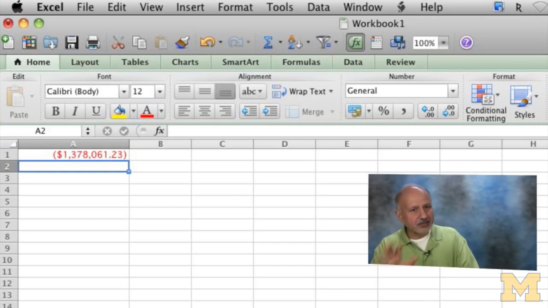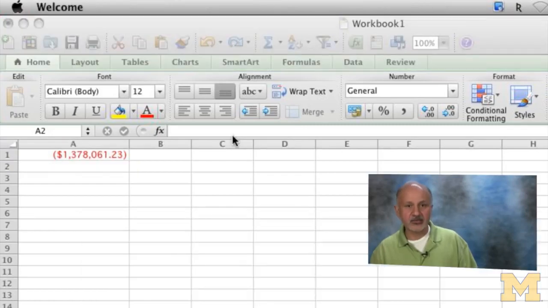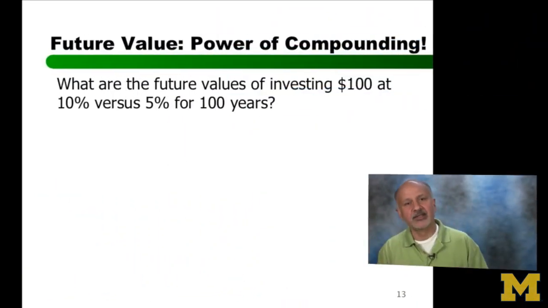So I want you to just think about this for a second, and I'll go back to the problem and show it to you so that you feel comfortable with the question I have asked you. What are the future values of investing 100 at 10% versus 5%? So what did we see? 30,000, 1.3 million, if I'm reading it right. Huge difference. So what's going on?